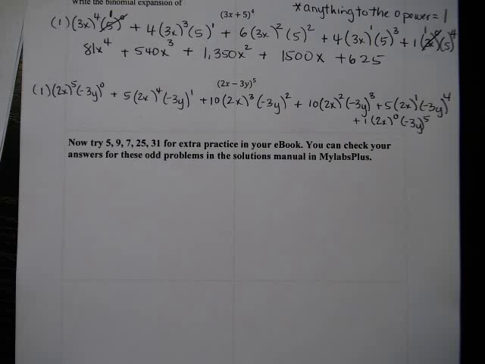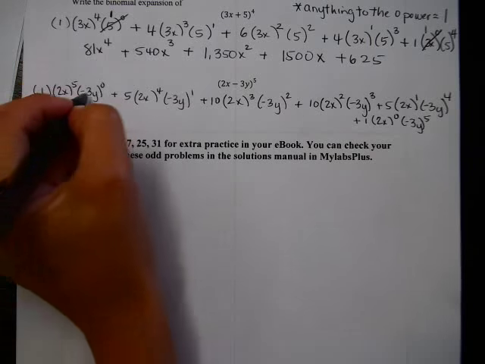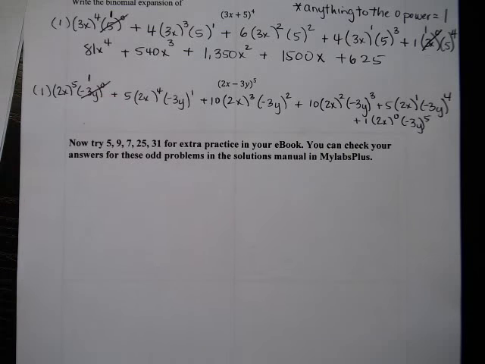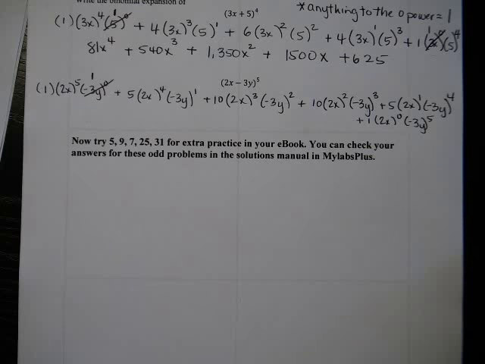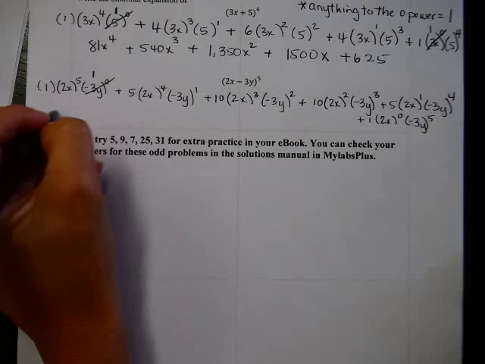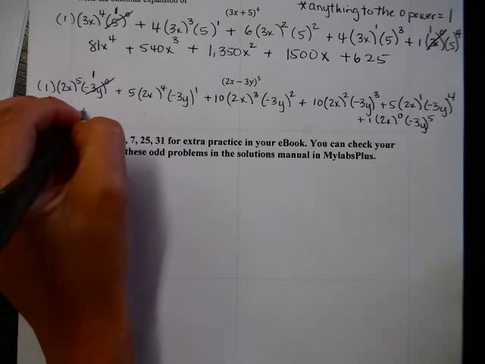Alright, so that's how you write it out. Usually that is the longest part, but it's repetitive, so it's not that bad once you get the hang of it. Anything to the 0 power is 1. So, stick your numbers in your calculator. 2 to the 5th power is 32x to the 5th.